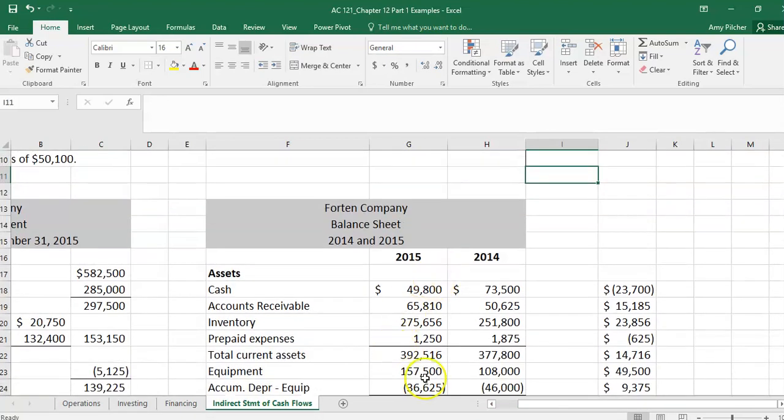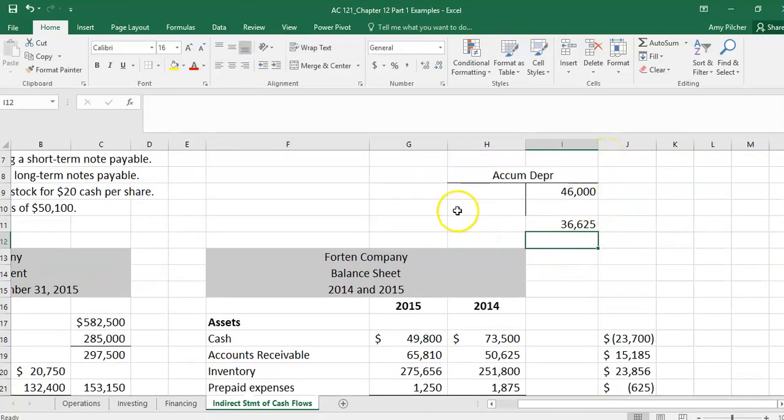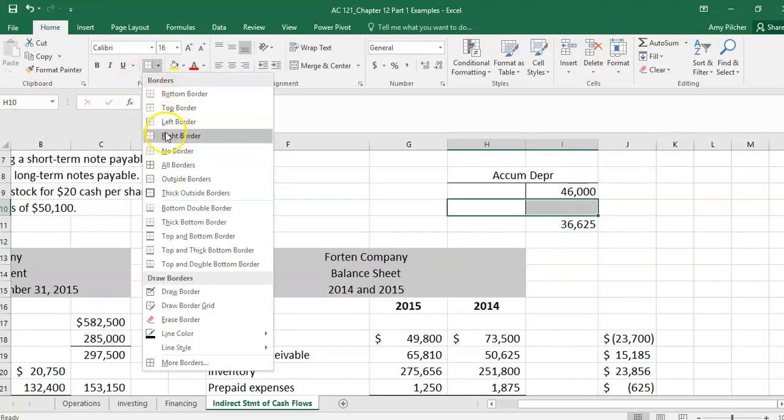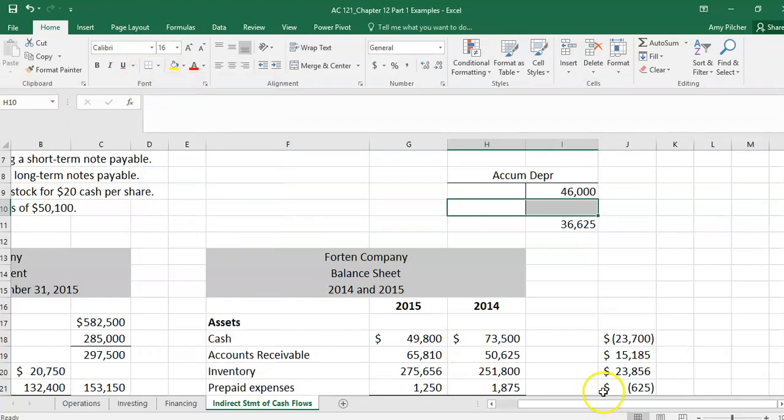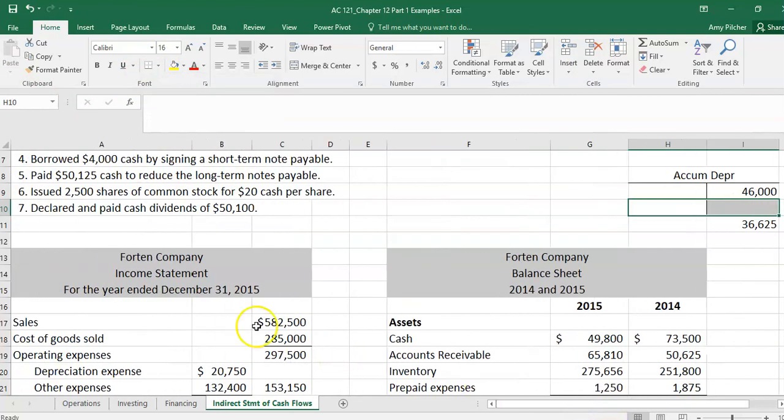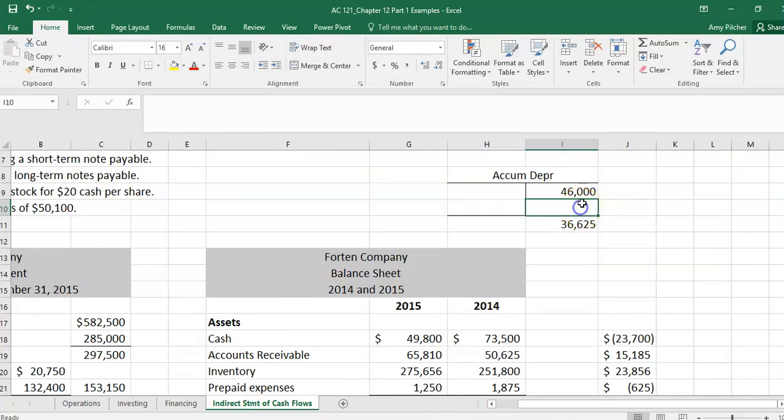And we know that in 2015, our balance is $36,625. So that ending balance in our T account is $36,625. The other information that we have is that we had a depreciation expense on our income statement of $20,750.